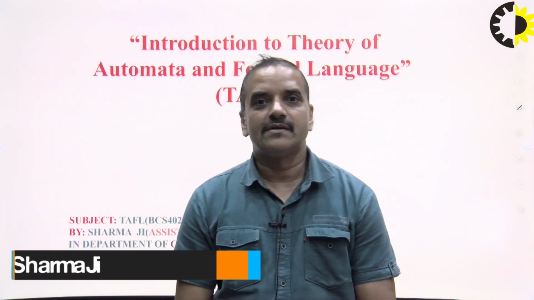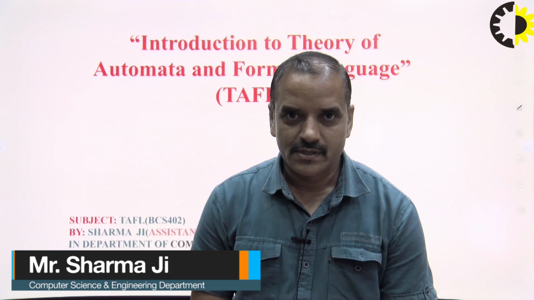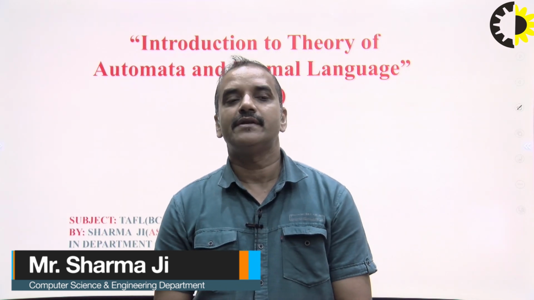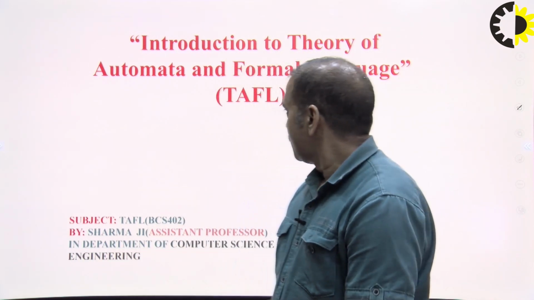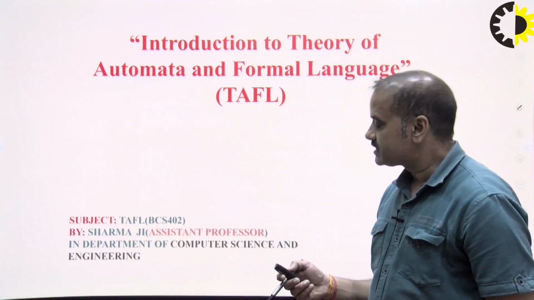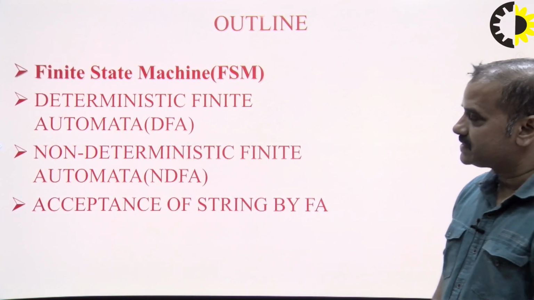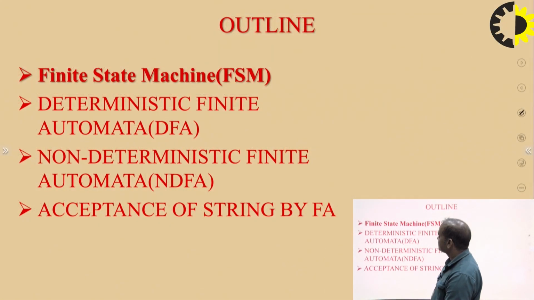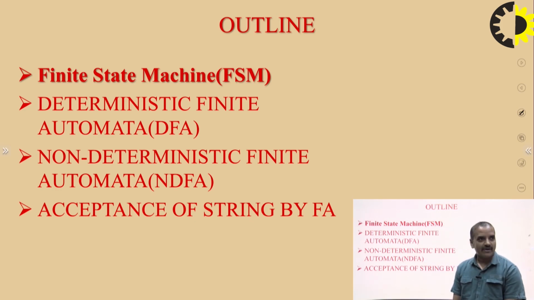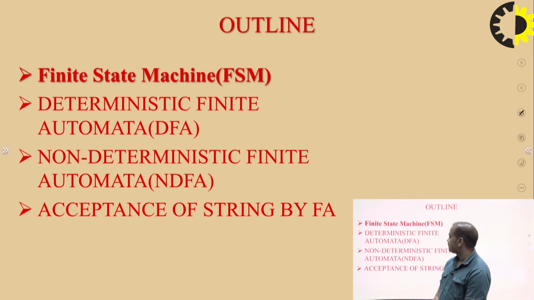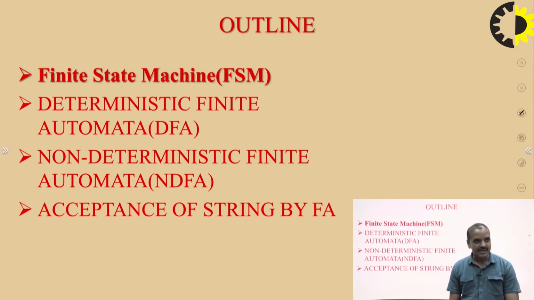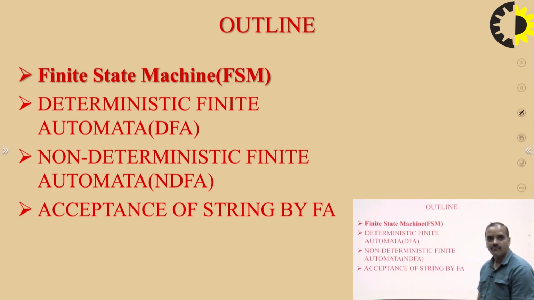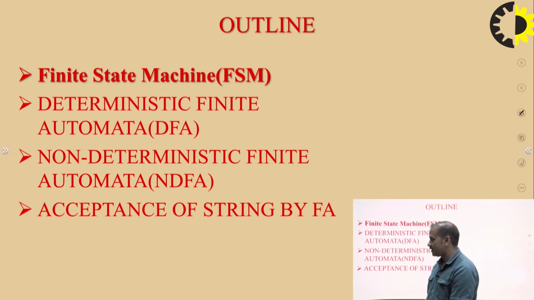In this video lecture, I am going to discuss the basic concept of theory of automata. In this, we have to discuss finite state machine, that is also called state machine or finite machine. This is classified into two parts: deterministic finite automata and non-deterministic finite automata. After that, we have to discuss acceptance of string by finite automata. Firstly, we want to discuss what is meant by a finite automata.